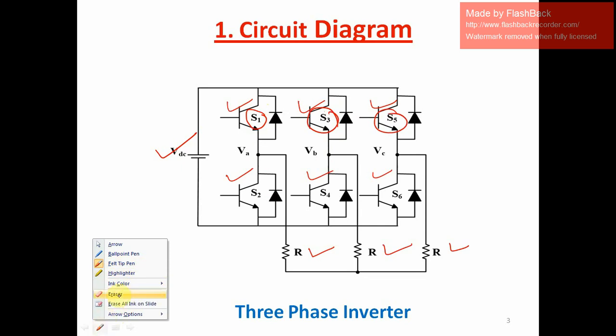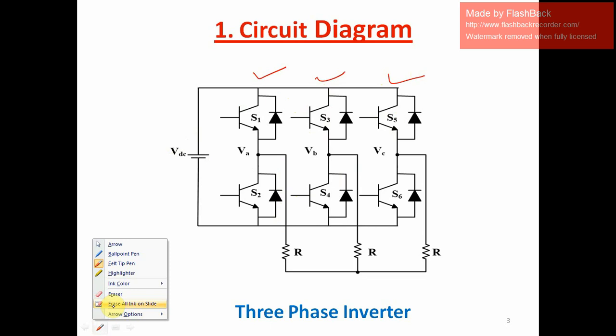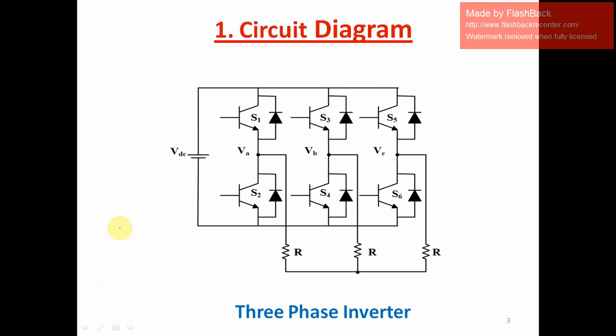This is the circuit diagram. VA, VB, VC are the voltages for these legs. So this is leg 1, second leg, and third leg. This is a little introduction and explanation of our circuit diagram.